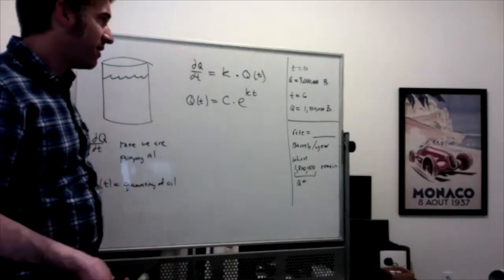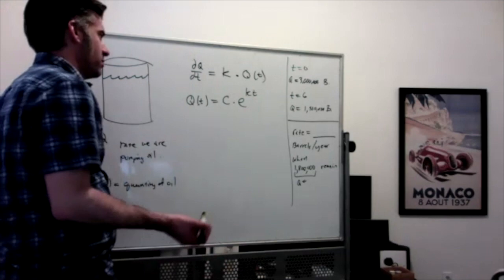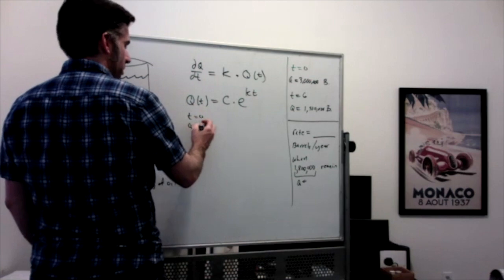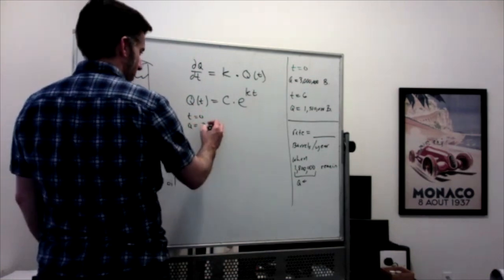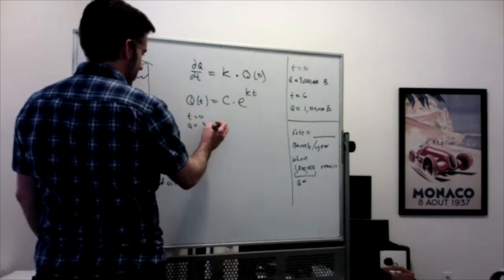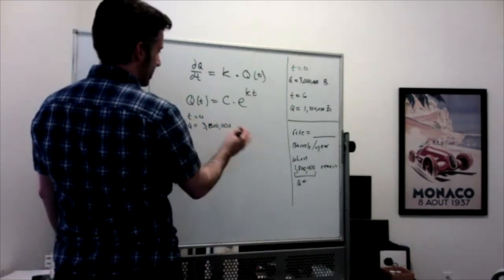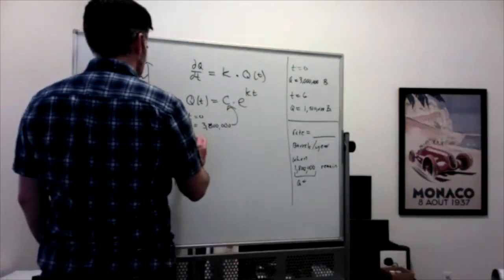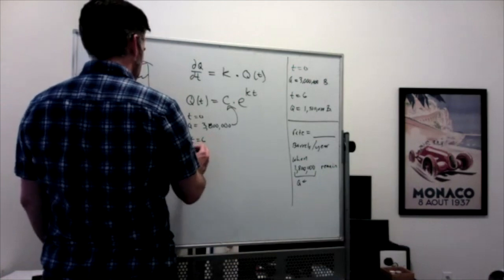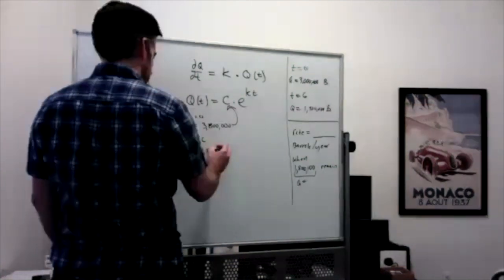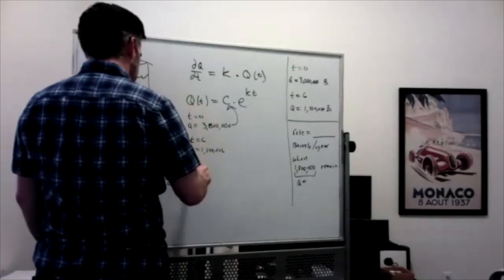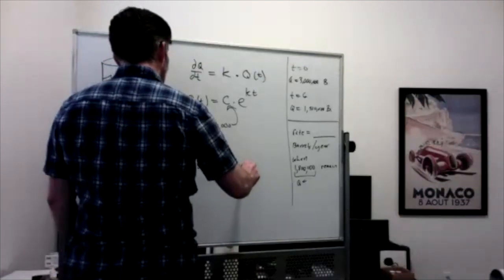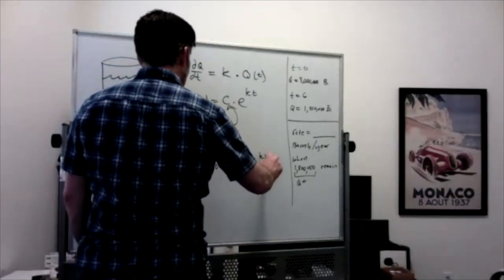So then I want to figure out what k is. I'm going to say, well, when I plug in t equal to 0, Q is going to be 3 million. So that means C is going to be 3 million. And then when I plug in time equal to 6, I'm going to get Q equal to 1.5 million. So that means 1.5 million equals 3 million, that's our C value, times e to the kt.